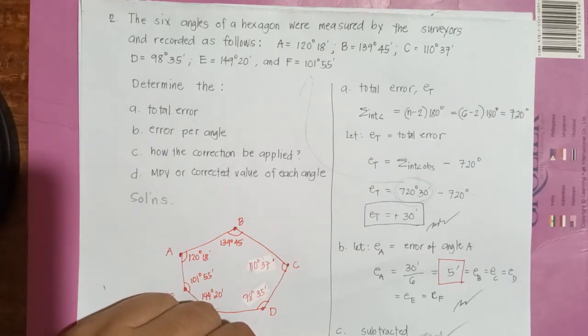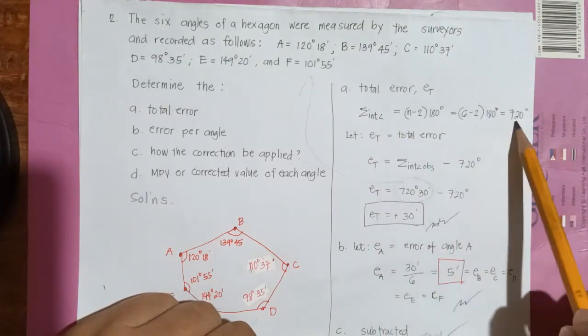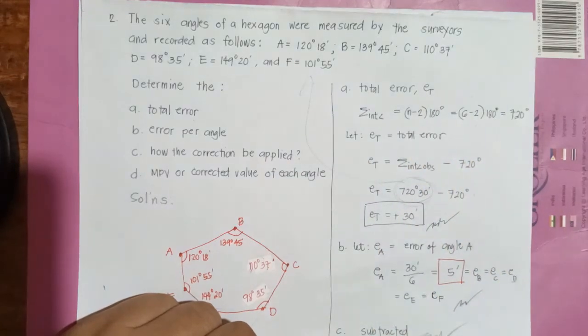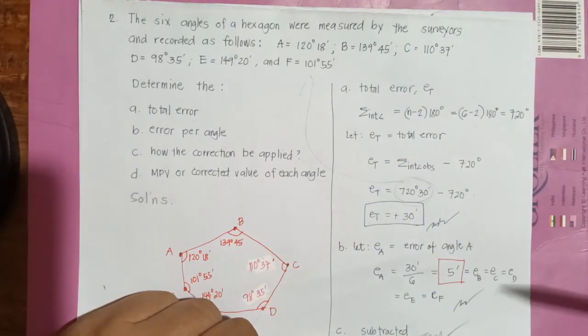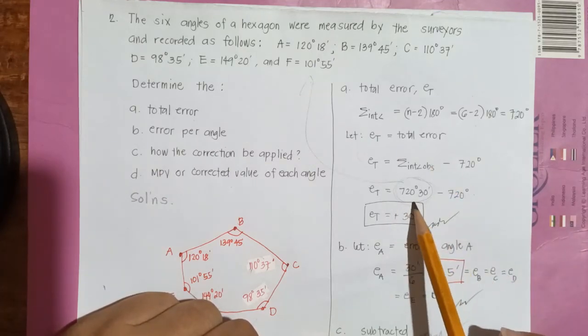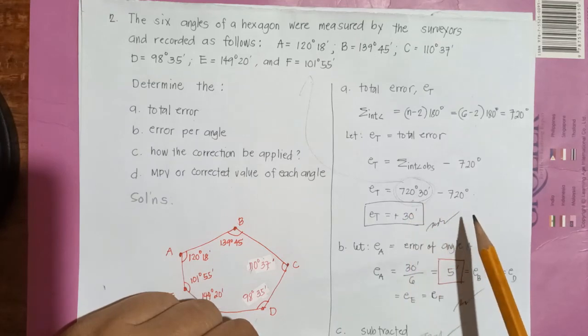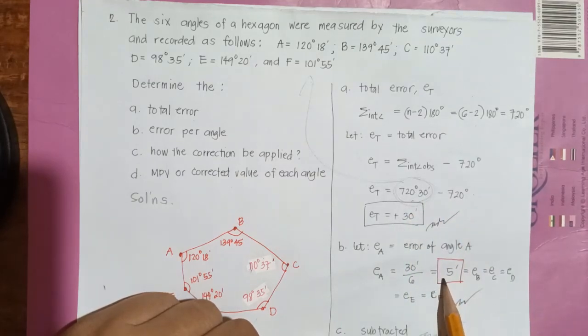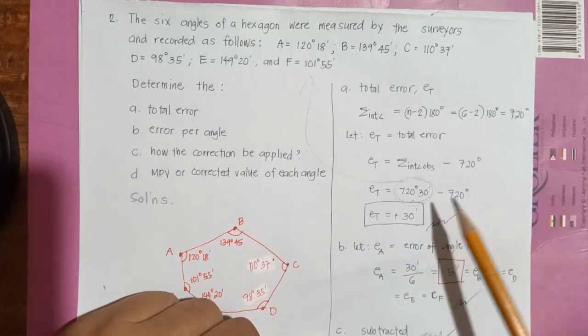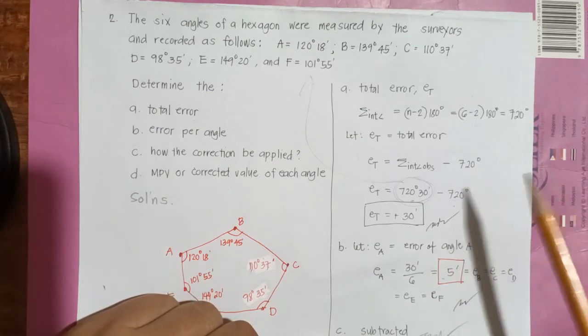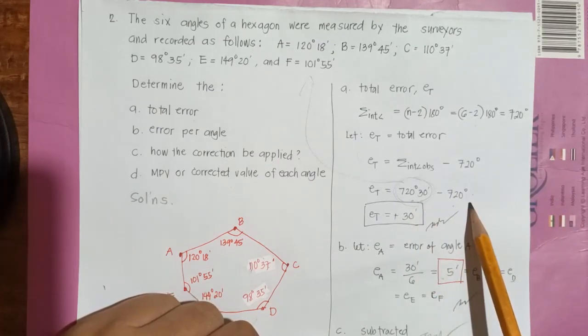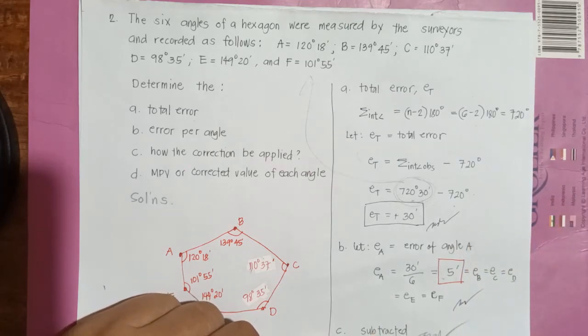Sometimes it is difficult for a student to memorize this formula. So just use your common sense: if it is in excess, subtract; if it is short, add. For example, if it did not reach 720 degrees, you would expect the error to be negative, and then you have to add for the correction, because it did not reach 720 degrees. But for this example, it exceeded 720 degrees, so that's why you have to subtract the correction.